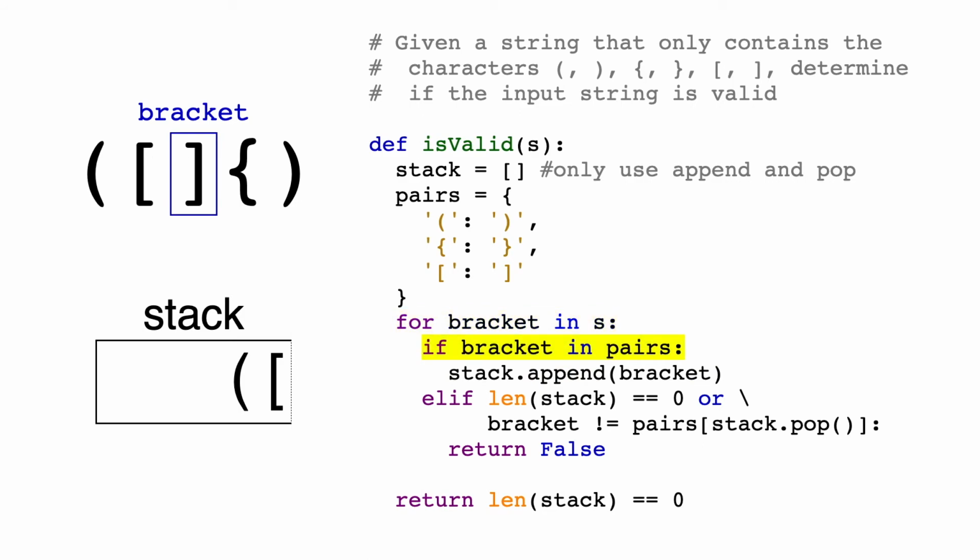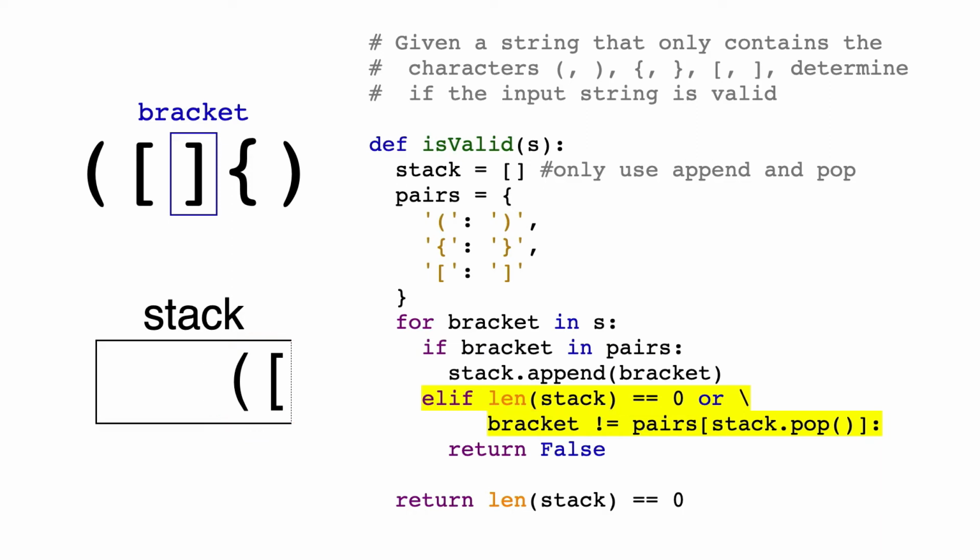Moving on, is this bracket an opening bracket? This one is not a key in the dictionary, so it must be a closing bracket, so we jump to the else block. We'll check for 2 conditions here, and if either of them are true, we'll return false. First, we'll check if the stack is empty. This is because, since we just encountered a closing bracket, if the stack is already empty at this point, then that means there are no more opening brackets left to close, which means that there is a mismatch and the string is invalid. If we look at the stack, it's not empty, so let's check the second condition.